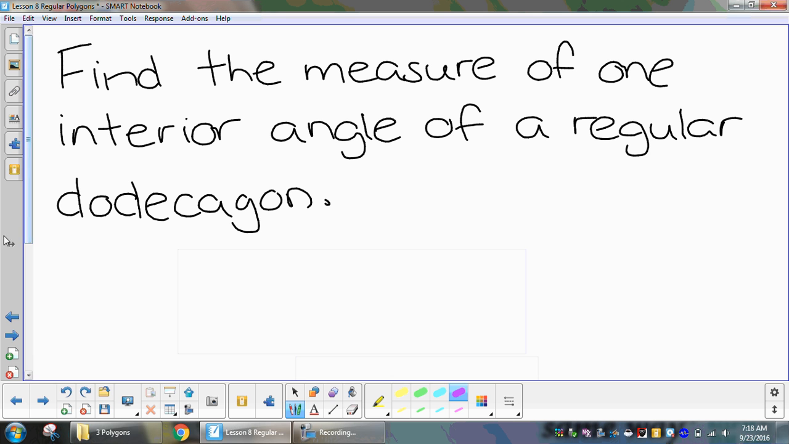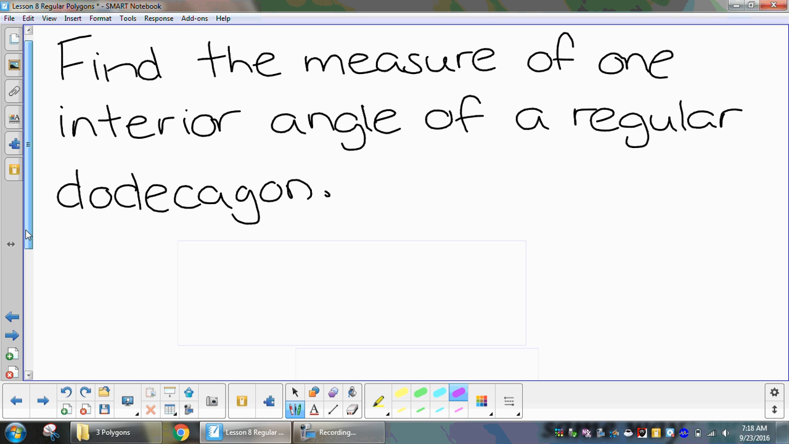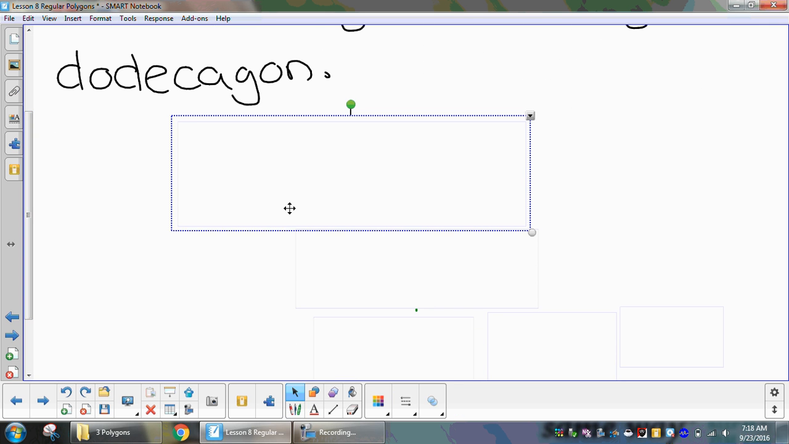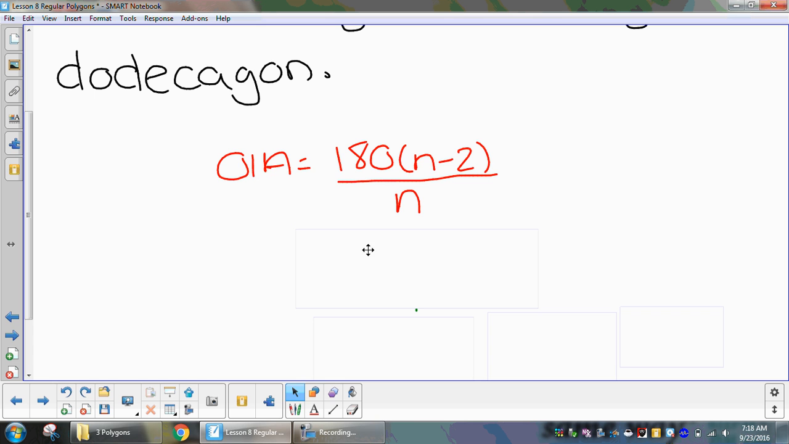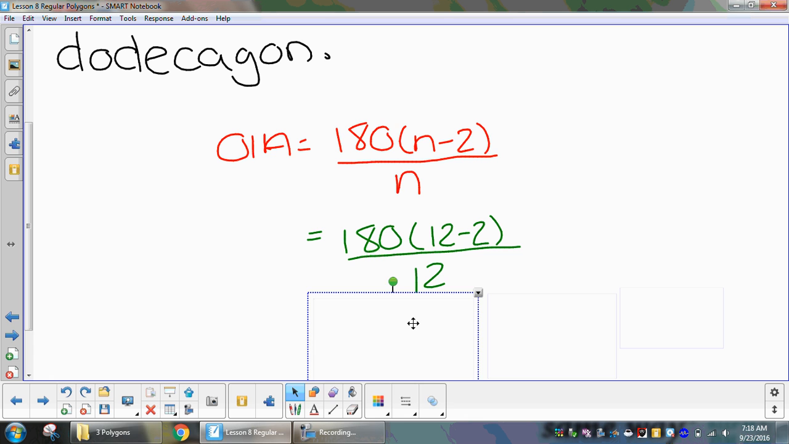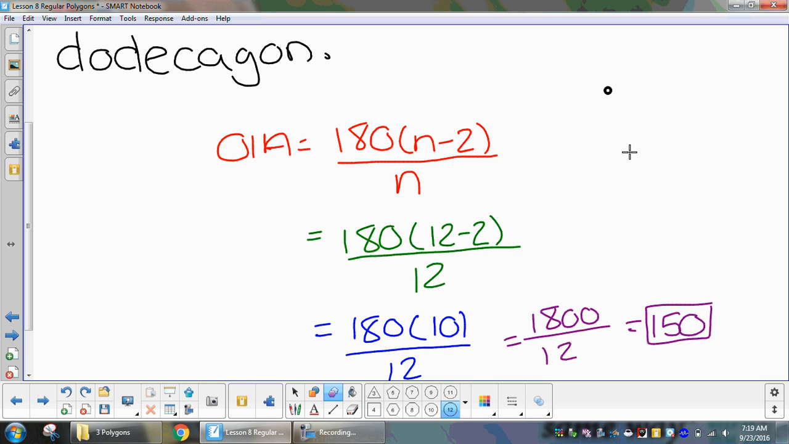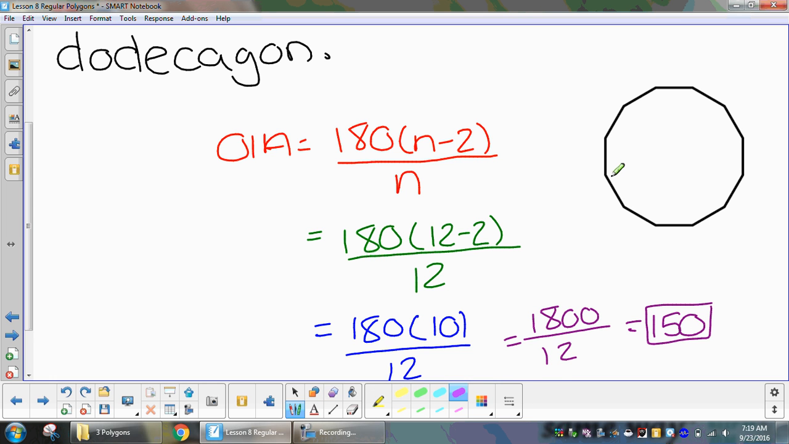We can do the same thing for a dodecagon. That's a polygon with 12 sides. I want to know the angle measure of one interior angle of a regular dodecagon. So I write the formula every time. I can plug in 12 for n in both spots, the top and the bottom, and then I can simplify. And I can get that one interior angle measure of a regular dodecagon is 150 degrees. So there's my regular dodecagon, and one of these interior angles measures 150 degrees.